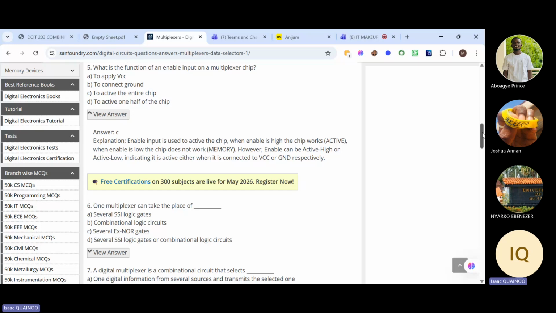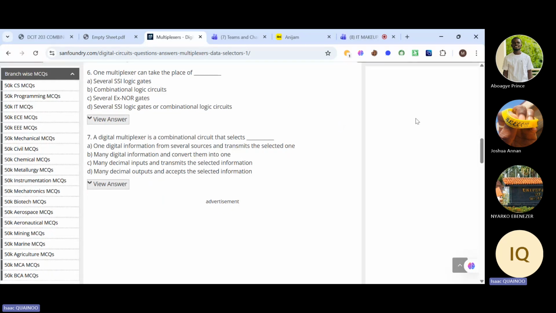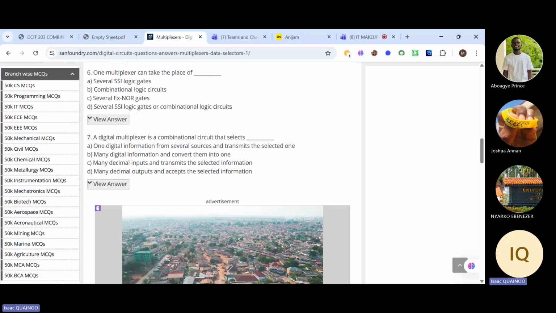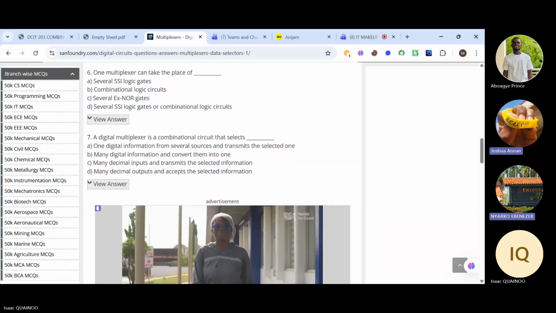So question 6. One multiplexer can take the place of A, several SSI logic gates, B, combinational logic circuit, C, several XNOR gates, and D, several SSI logic gates or combinational logic circuits. Combinational logic circuit.